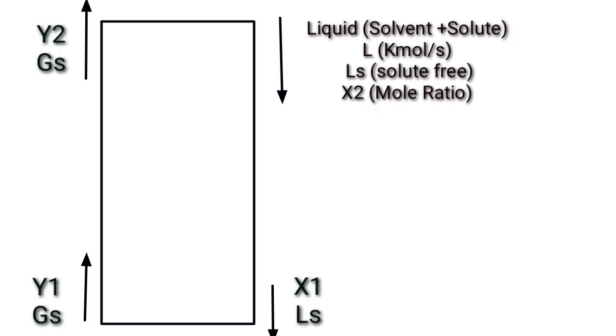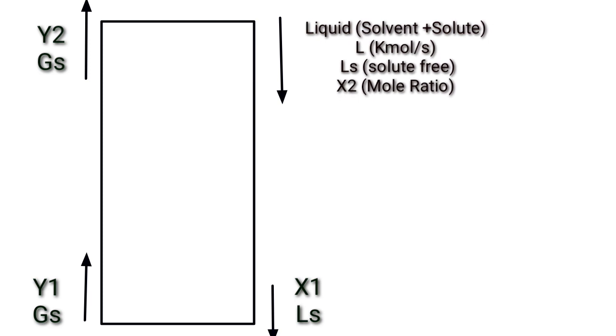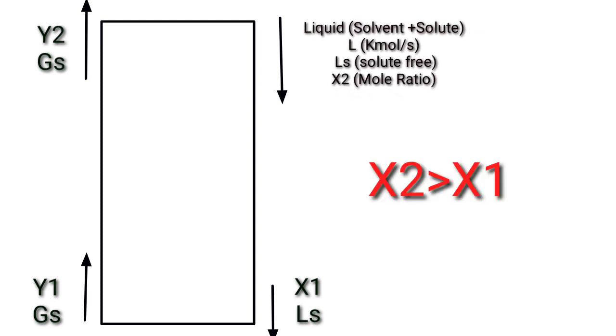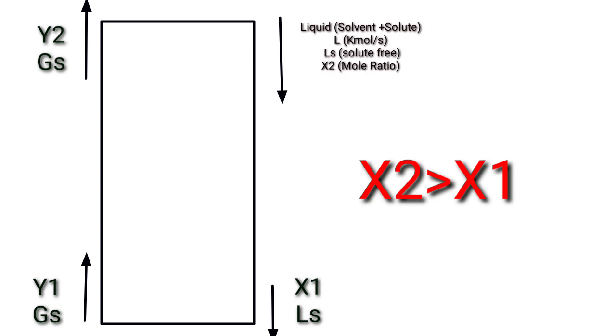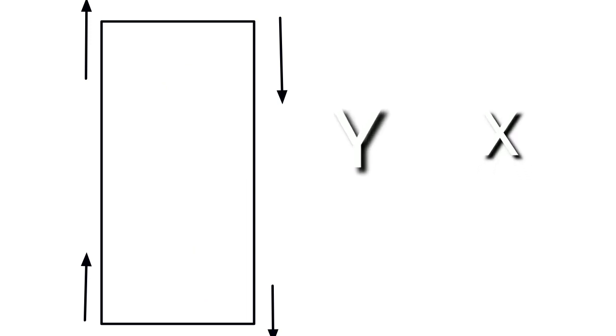In this case also, if you see, x2 will be greater than x1, because the liquid has already very high amount of solute, and the gas entering from the bottom will have almost zero amount of solute or very less amount of solute. And as the gas will pass through the column, the solute content in it will increase, and the solute content in the liquid will decrease.